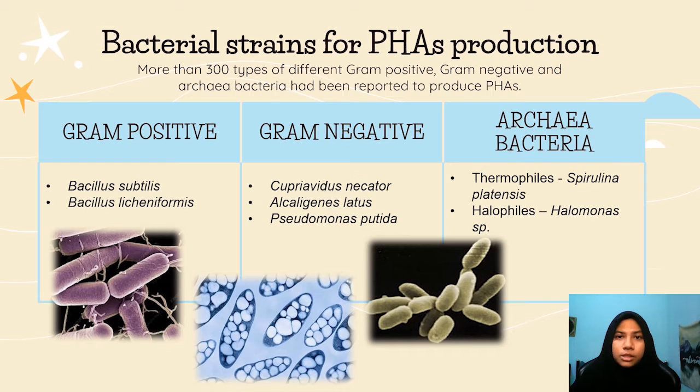Industrial production of polyhydroxyalkanoates. According to some research, there are various types of bacteria that can be used in industrial production of PHA, such as Bacillus subtilis, which is a gram-positive bacteria, and the gram-negative bacteria such as Cupriavidus necator, Alcaligenes latus, and also the archaebacteria such as Thermophile spirulina platensis.